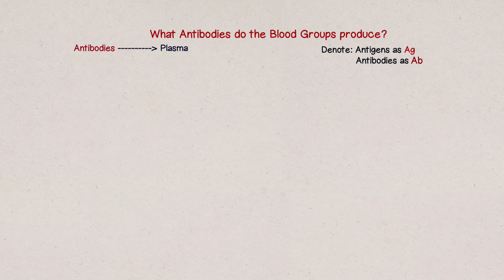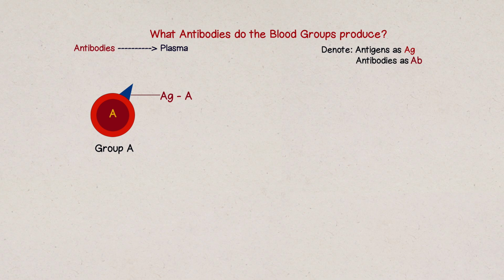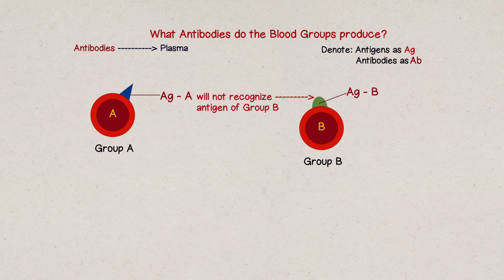Now let's look into the antibodies that our plasma contains. We denote antibody with An. We can see that blood groups have antibodies against antigens of other blood groups. For example, if we belong to blood group A, our blood will not recognize antigens of blood group B, so it forms antibodies against antigens of B.